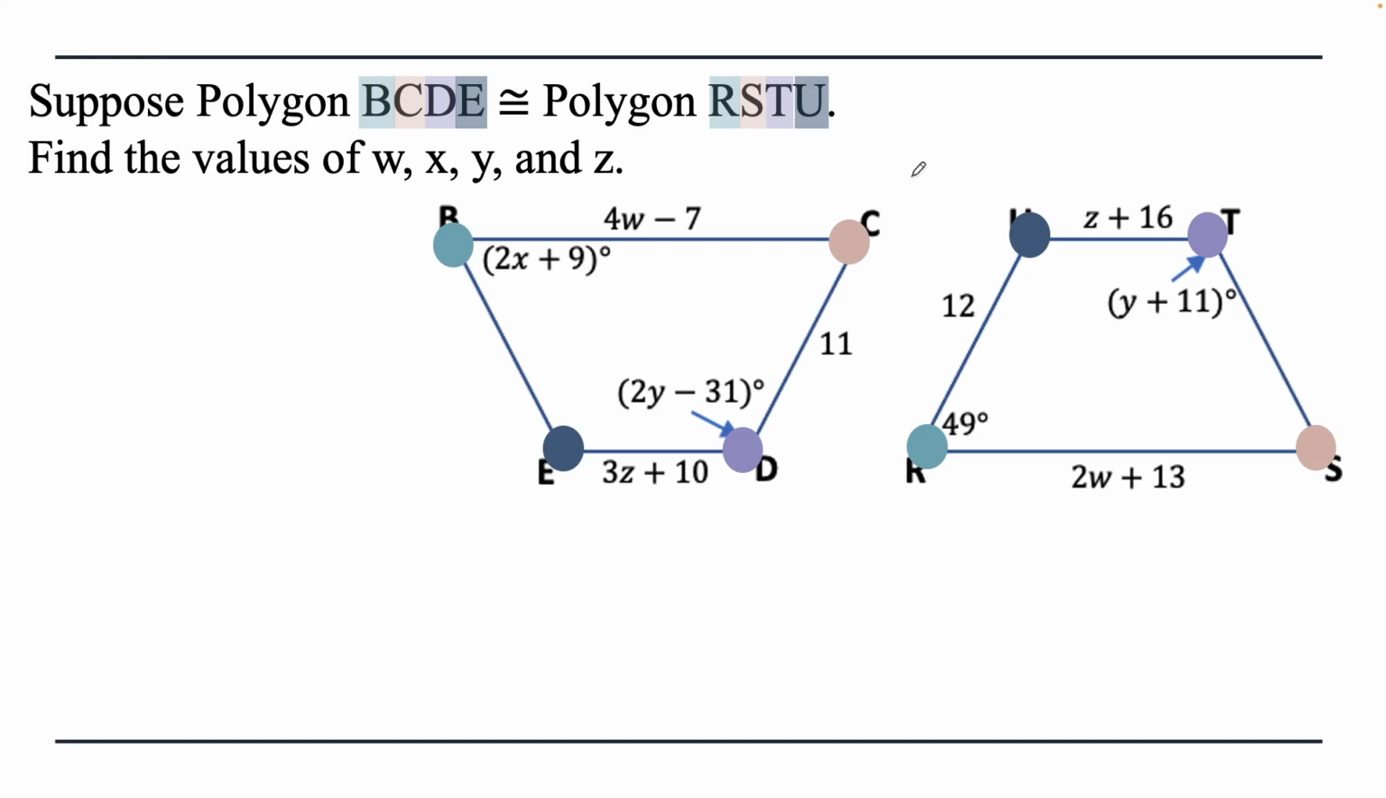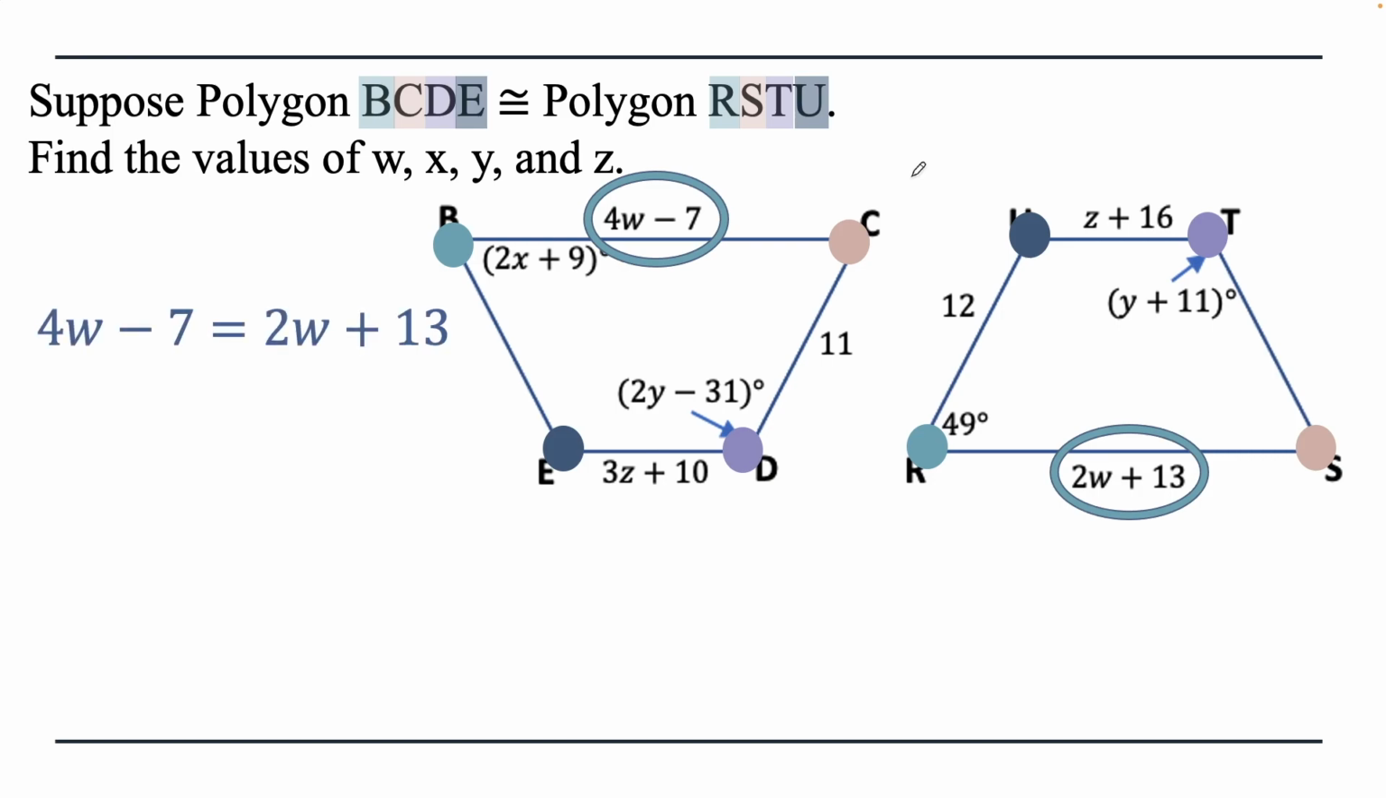All right, now let's find the W. There's a W there and a W there. And are those between the same colored dots? That's the question. And yes, those are congruent segments. So we can say that 4W minus 7 equals 2W plus 13. So you subtract 2W from both sides, add 7 to both sides, divide by 2. So we've solved for W, that's 10.